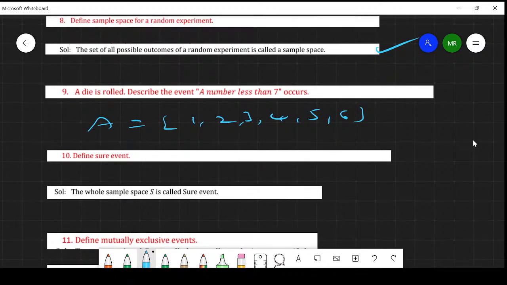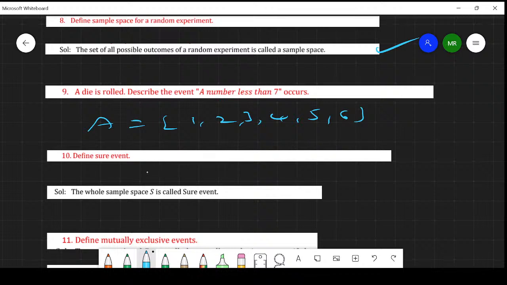They are talking about the event that a number less than 7 occurs. It is clear, this is a simple thing, right? If you have a doubt, you can discuss it with me. I can explain again and again. Please ask me. Because the die is rolled, this is the event less than 7 occurs. This is the sample.